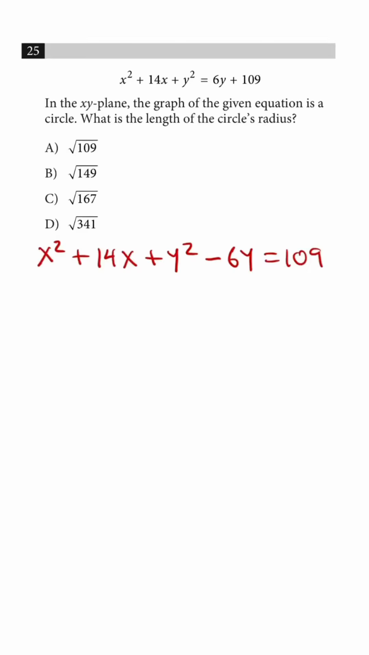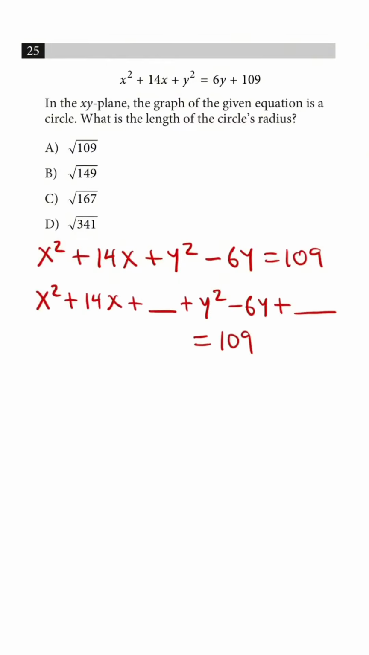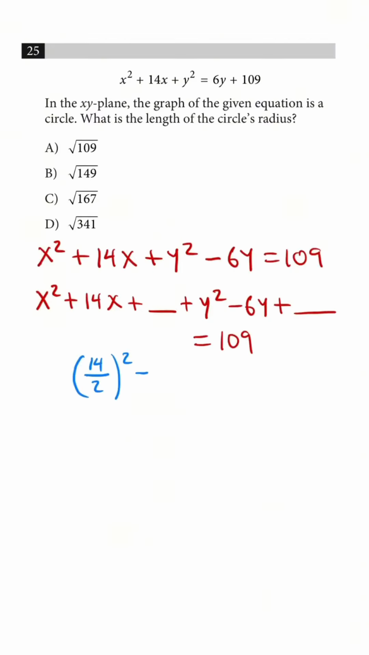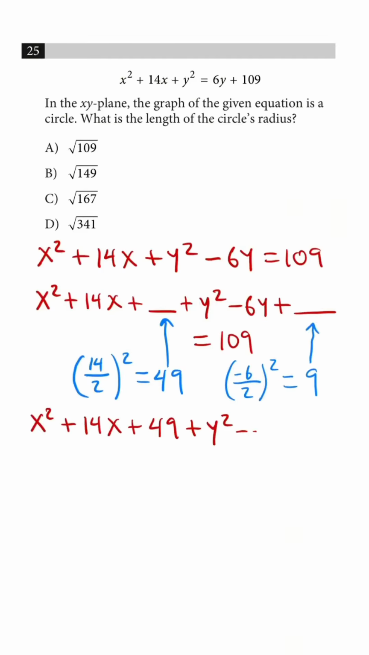We also want the x and y terms grouped together from biggest to smallest exponent, which is what we have here. Then we need to add two numbers to both sides so that we can create two perfect square trinomials. Perfect square trinomials have a relationship where the constant term is the square of half of the coefficient of the linear term. So we're going to take half of the coefficient of each linear term, square it, and add it to both sides of the equation.